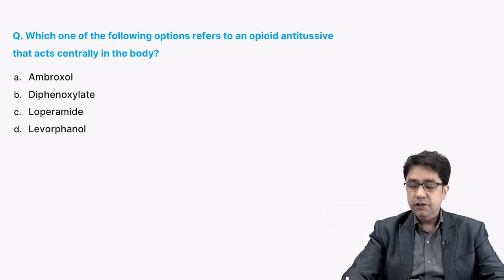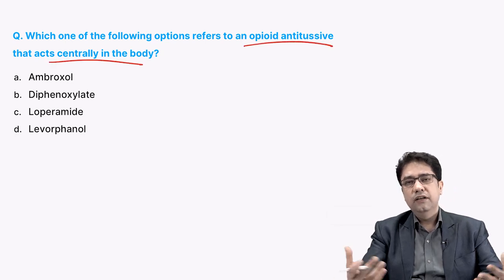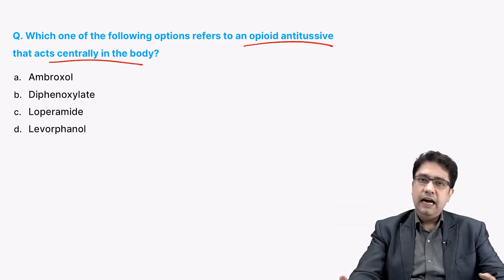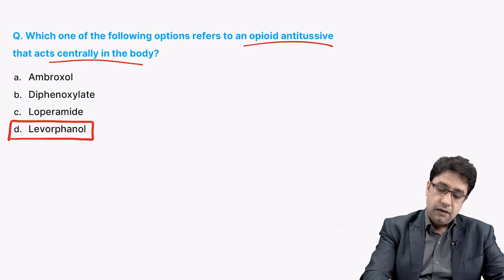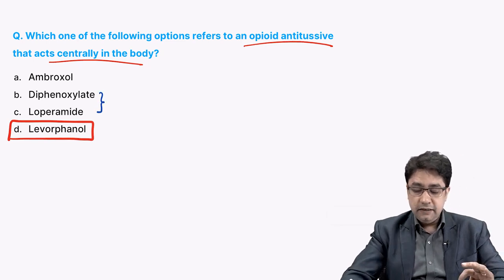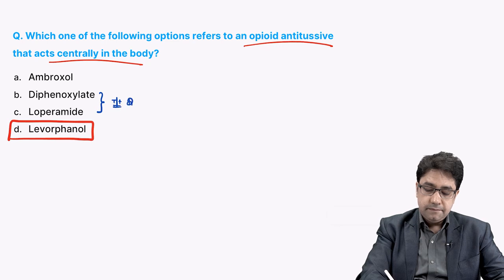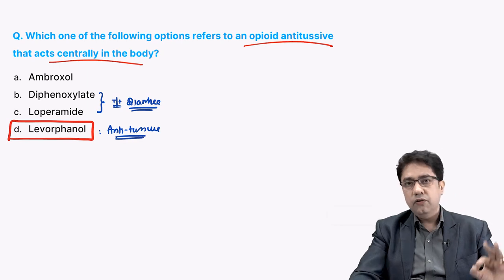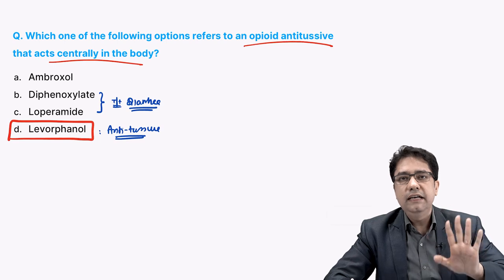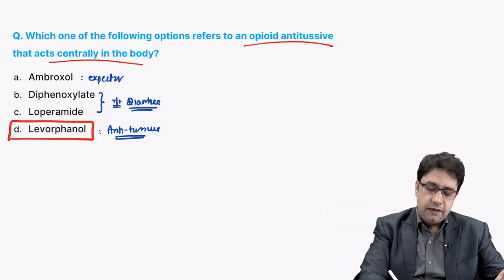Now, which of the following options refer to opioid antitussive that acts centrally in the body? So, which drug is an antitussive drug and it is an opioid? The answer is levorphanol. Remember, diphenoxylate and loperamide are not antitussive drugs. They are given in the treatment of diarrhea. Levorphanol is an antitussive drug which is a cough suppressant. While ambroxol is not an antitussive drug.